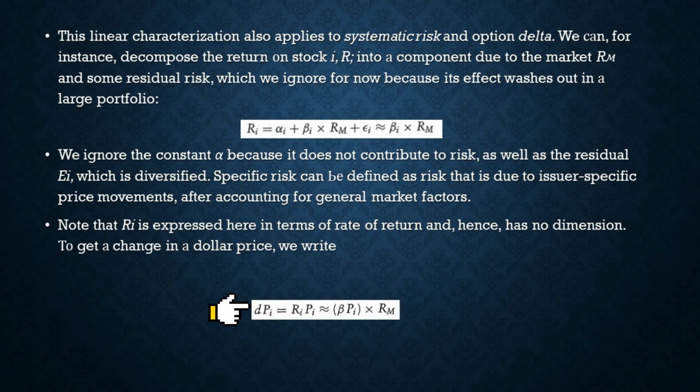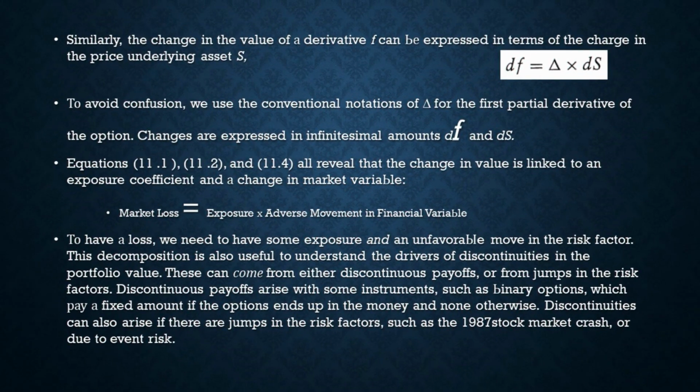As you can see, dP_i equals R_i P_i, which approximately equals beta multiplied by P, and all of them multiplied by R_M. Similarly, the change in the value of a derivative F can be expressed in terms of the change in the price of the underlying asset S. We have dF equals delta multiplied by dS.